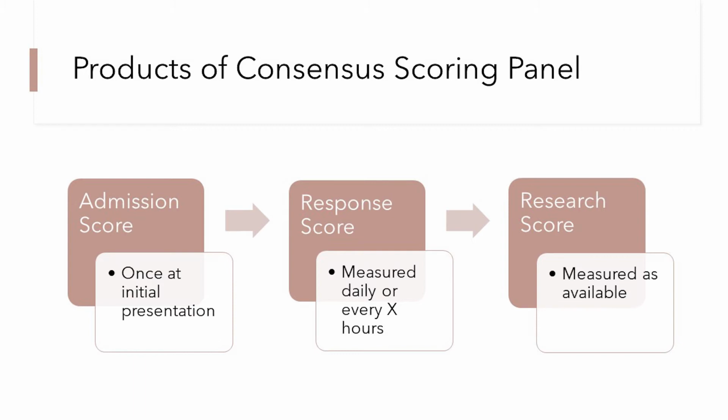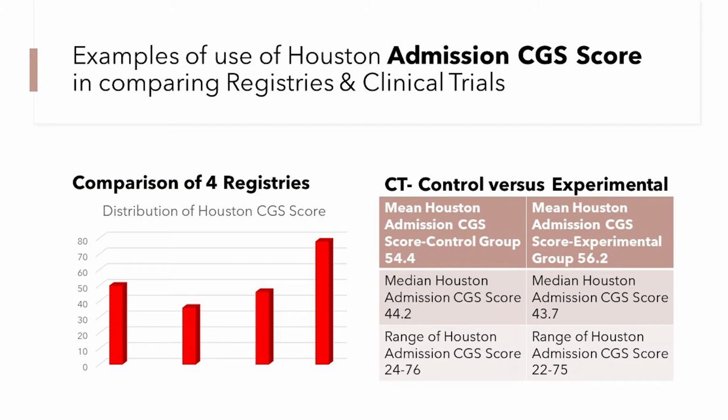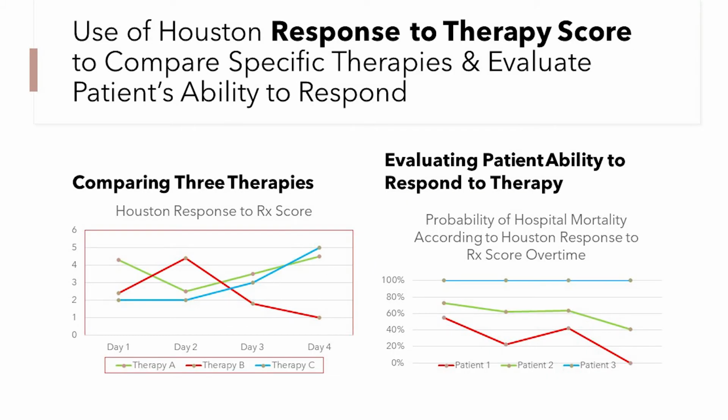So, admission score measured when they enter a trial or when they enter a registry, response to therapy as you're treating them over time, and then research-based scores. That way you could look at groups from registries and you could say, gee whiz, one registry has much sicker patients than the other one does. You could look at a clinical trial and you could say, gee whiz, that randomization really did randomize well. It balanced out patients in the control and experimental group.